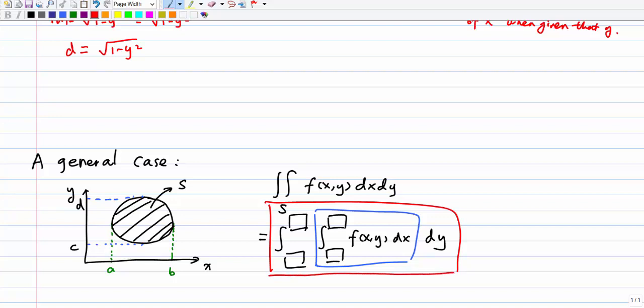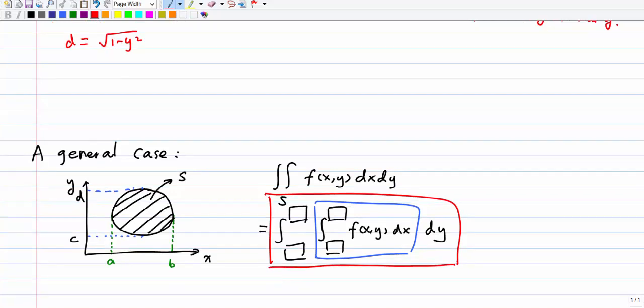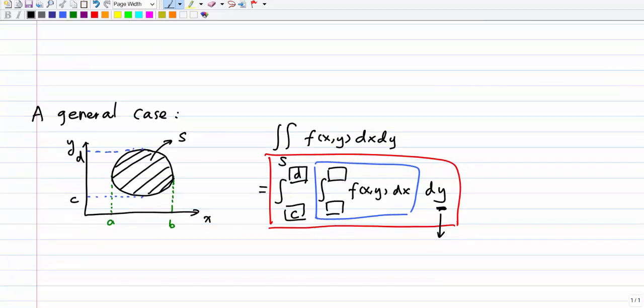For the external integration, we always try to figure out the smallest number you can find for that particular variable, which here is y. What is the smallest number you can find for the region? According to y, the smallest number is c, and d is the maximum you can find. So the bounds are c and d. It's pretty straightforward: just the smallest and largest numbers you can find for y in the given region S.